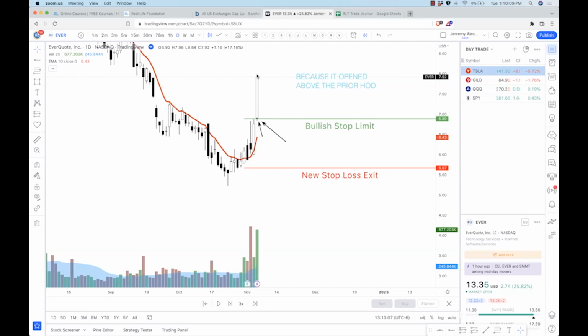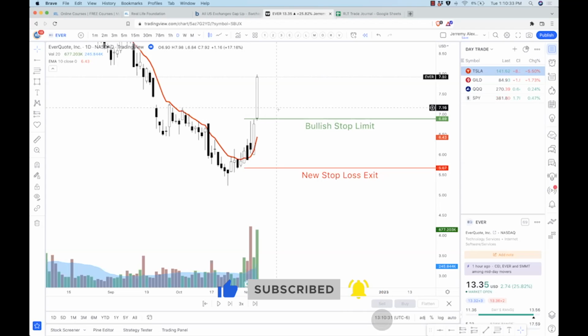It took out the pivot. It created edge. It opened above the prior high. Boom. I'm going to day trade this. Now, could I have day traded this bearish? Sure. I could have looked for a bearish trade. Could I day trade this bullish? Yes, obviously. The point is, the fact that this thing opened above that prior high, I am going to be getting in bullish or bearish, but I'm going to be getting in. I'm going to be watching it for a trade. And this would have been just a really nice little move.